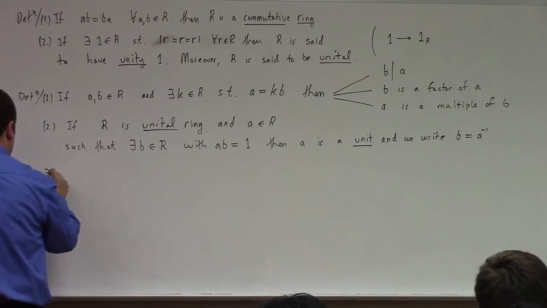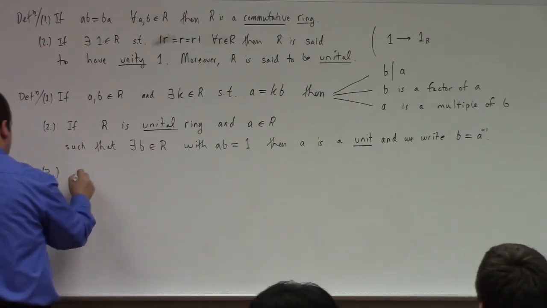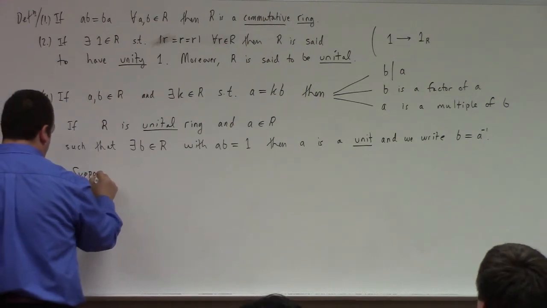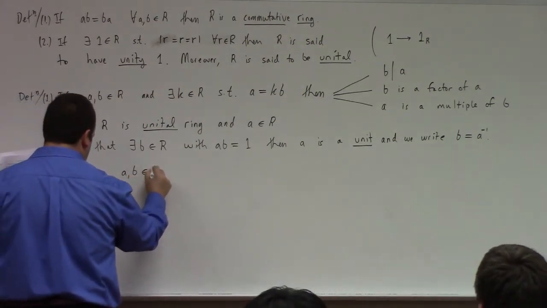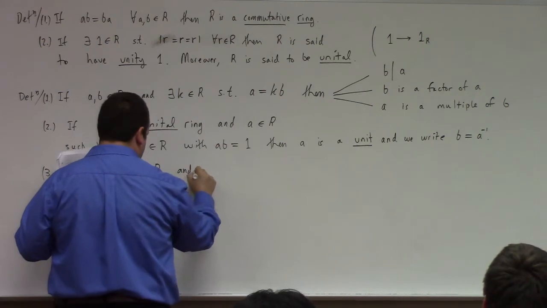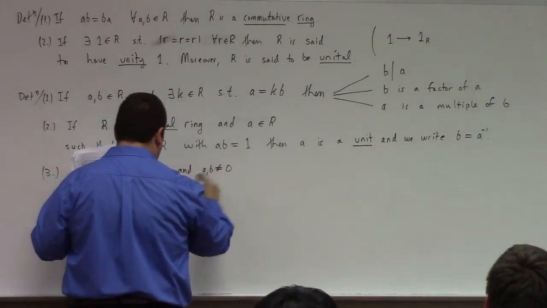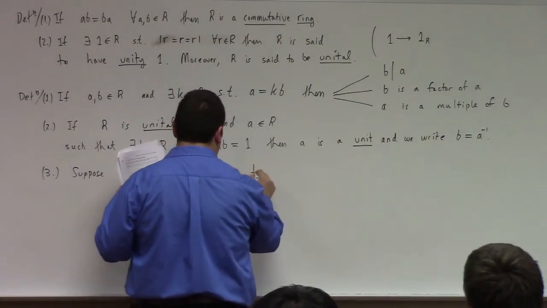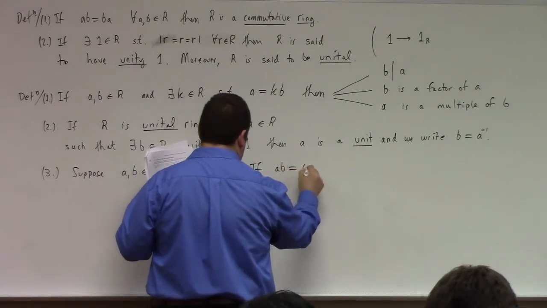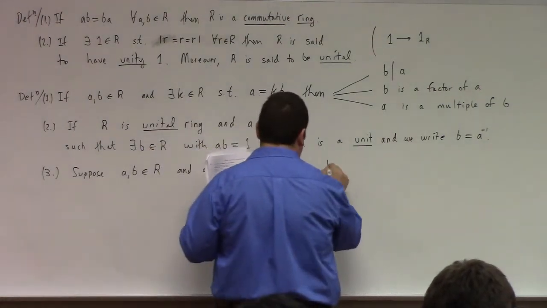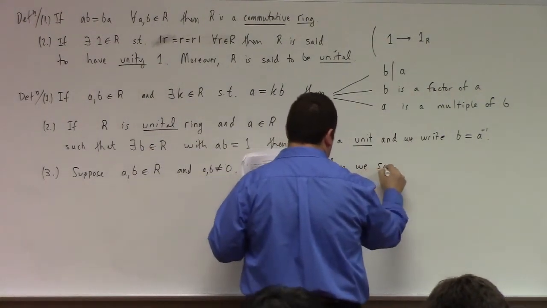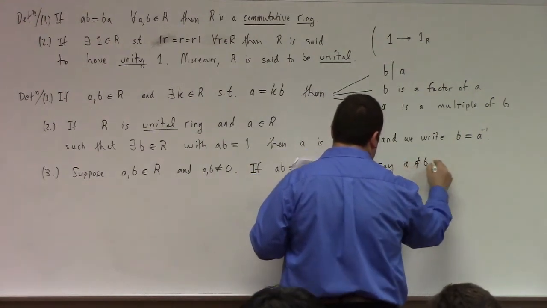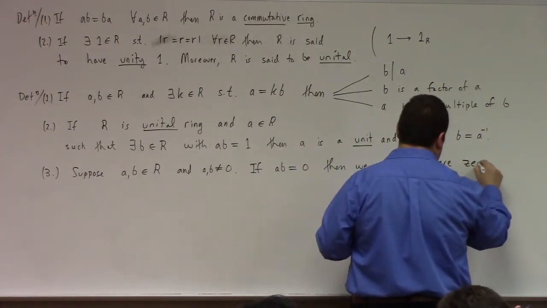Three, suppose A and B are in the ring, and A and B are non-zero. If AB is equal to 0, then we say A and B are 0 divisors.